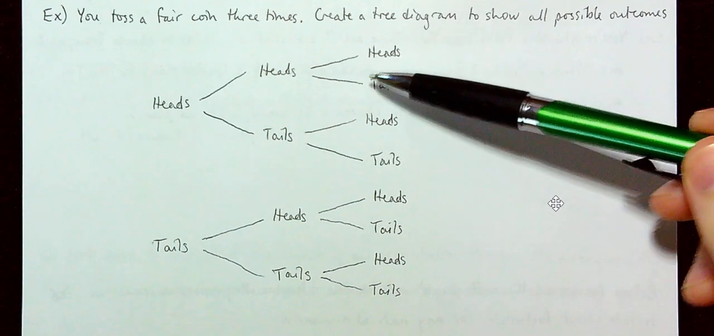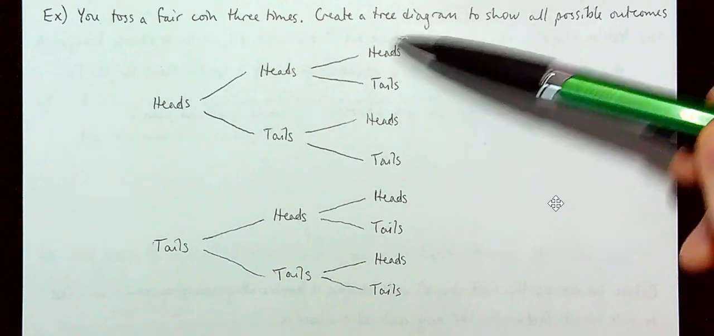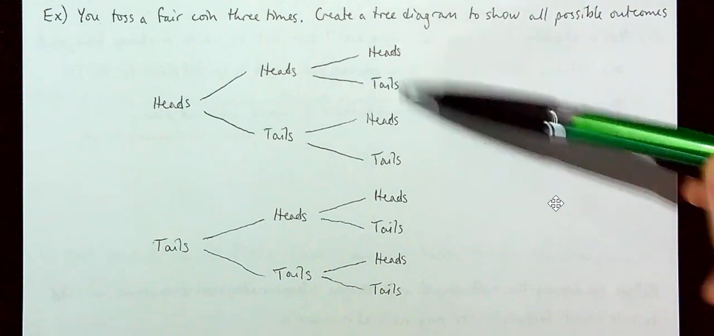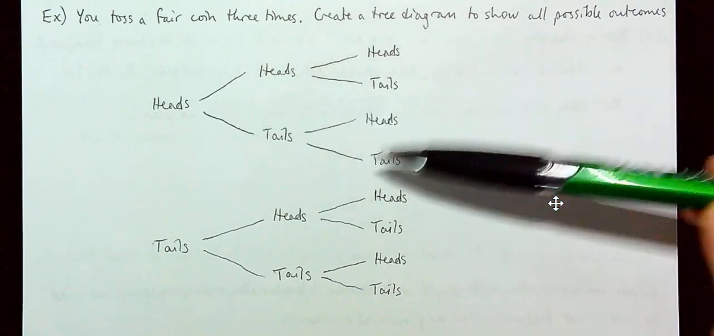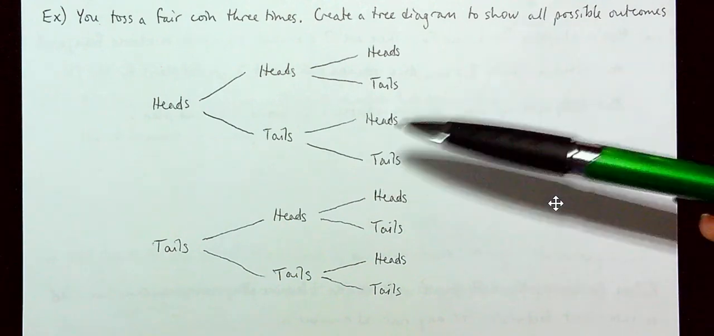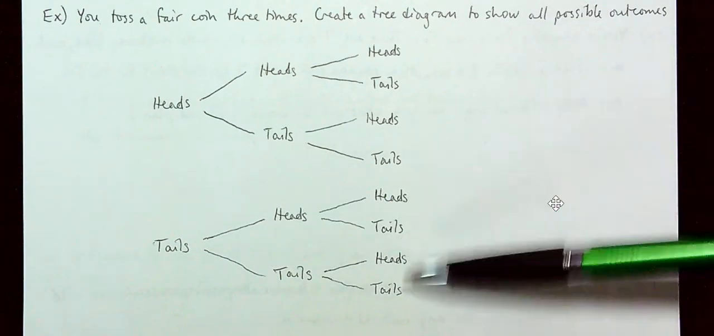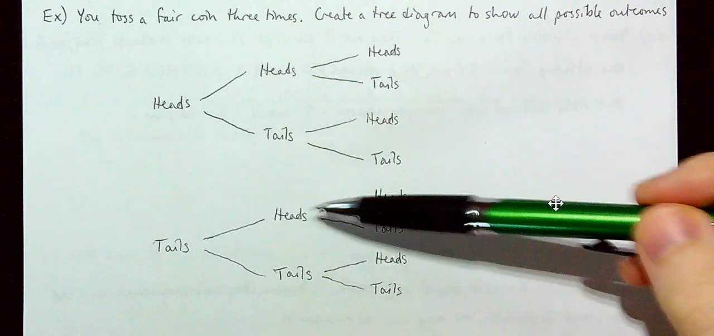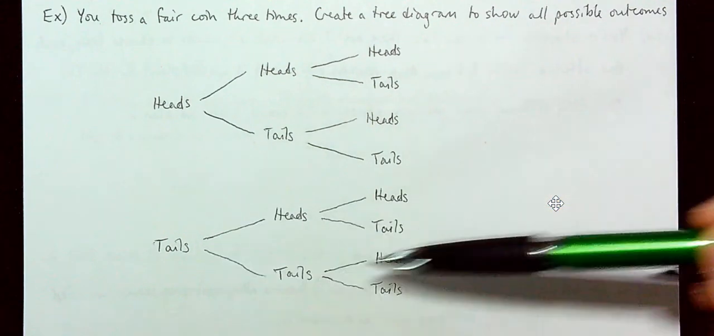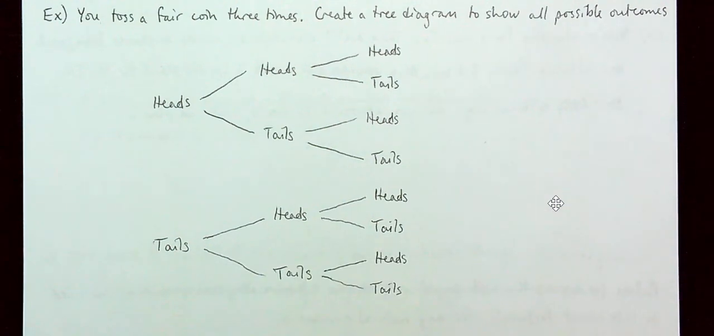And now we have our third flip. After flipping 2 heads, you could flip a heads or a tails. After flipping a heads and then a tails, you could again go heads or tails. And similarly with this section down here, you could go tails, heads, heads, tails, heads, tails, tails, tails, heads, or tails, tails, tails. So this is a nice visual as to how you can see all the possible outcomes of this probability experiment of tossing a fair coin 3 times.